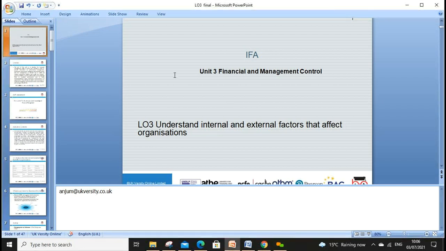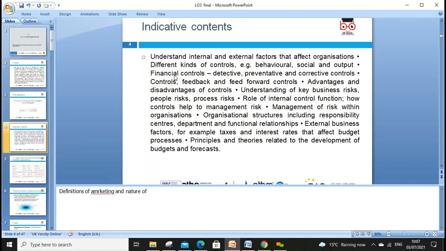Internal is a micro environment, external is a macro environment, which we can't control. We have to adjust our operations accordingly. So we will go through that today. Really, it is what we're supposed to learn: understand internal and external factors, and different kinds of control.